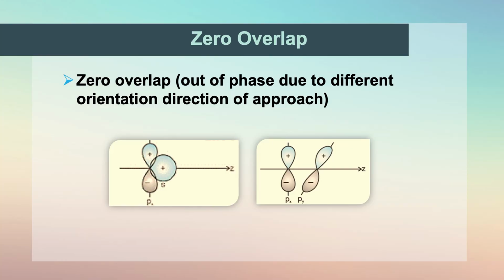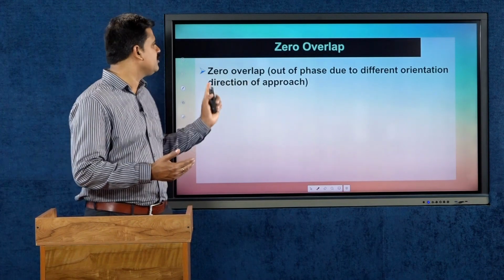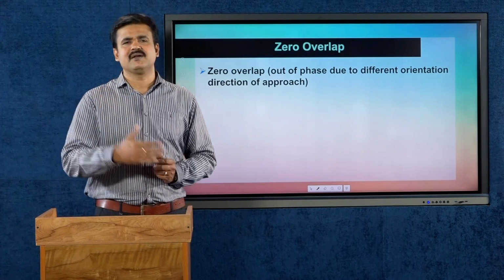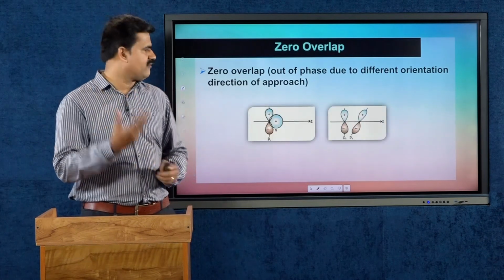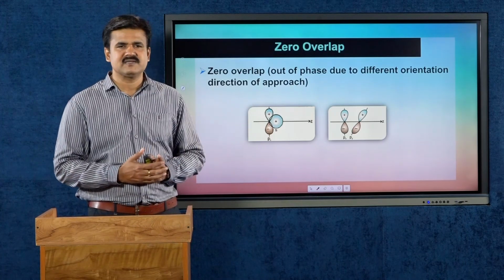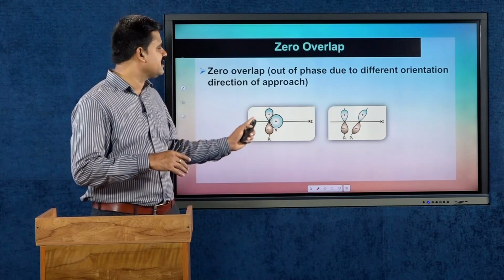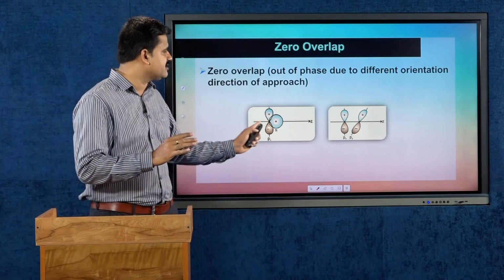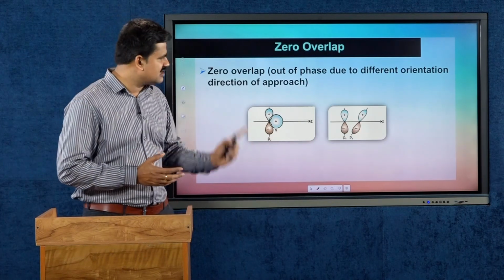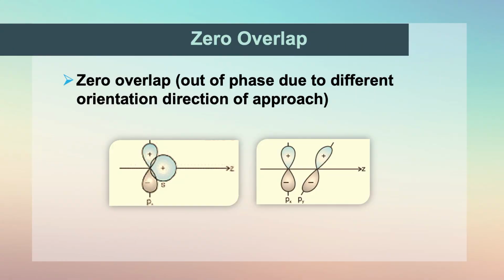Another type of overlap is zero overlap. This zero overlap is due to different orientation or direction of approach. We can exemplify the zero overlap by taking the overlap between a px orbital and an s orbital. Here you can say that the px orbital is not in phase or out of phase with the spherically symmetric s orbital. Also, there is zero overlap between px and py. You know that the px orbital is oriented along the x direction, and the py orbital is perpendicular to the px orbital, so there is no effective overlap between them. Such an overlap is represented as zero overlap.